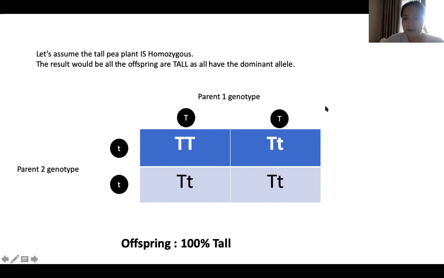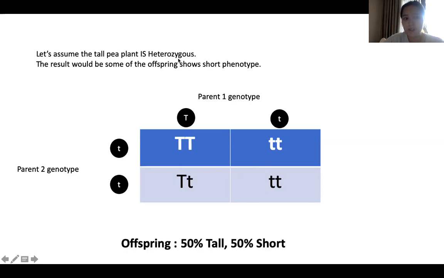But let's say this pea plant is not homozygous, it is heterozygous. Once you pair it with a homozygous short one, definitely the offspring will have the shortness, because the tall pea plant itself has the short allele. So once you see the offspring with this short feature, we can say that actually this pea plant is not pure, it's not 100% tall, it's heterozygous.